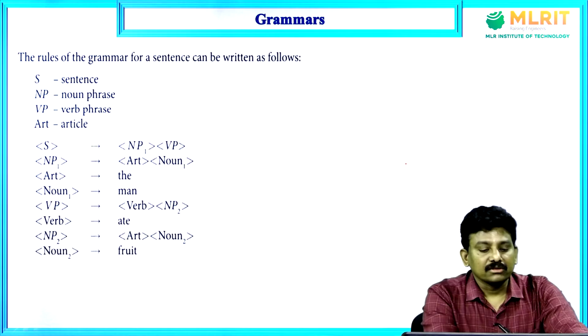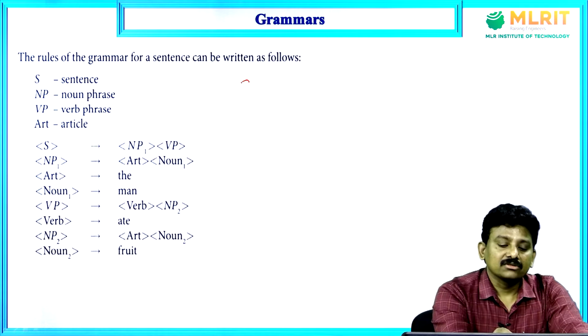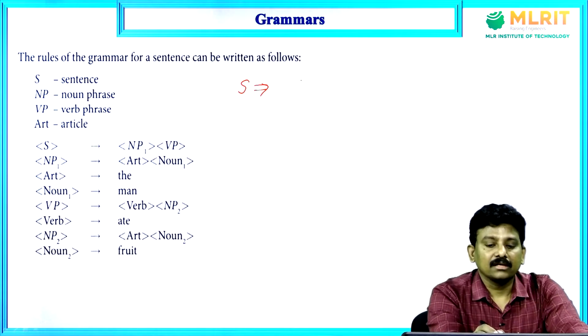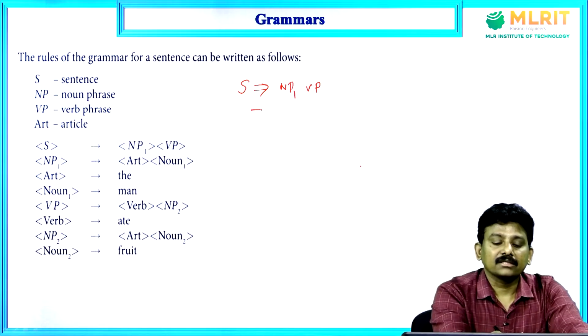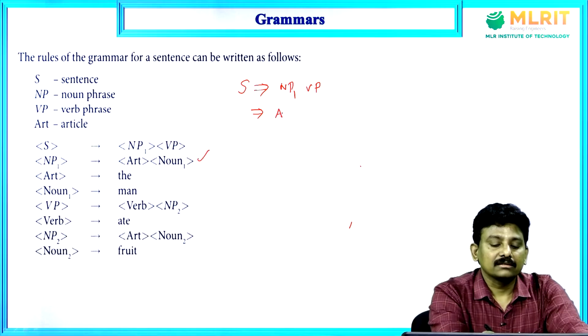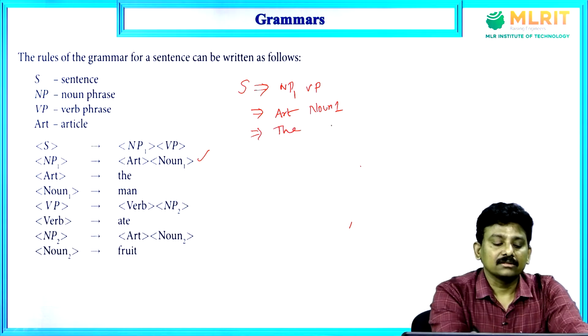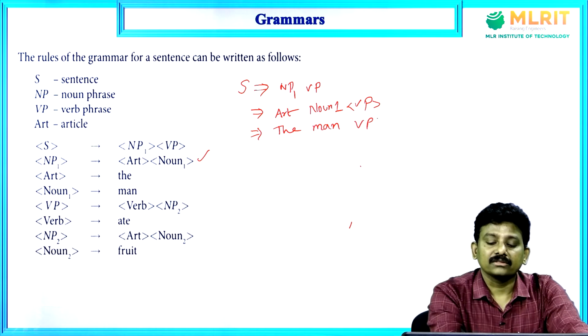See, by using rules of the grammar, we can derive a sentence. How can we derive the sentence? Derivation always starts with the start symbol S. S derives noun phrase 1 and verb phrase. In each and every step, we will replace only one non-terminal, only one syntactic category. Noun phrase 1 derives article and noun 1. Article derives the, noun 1 derives man. In the second step we will keep verb phrase as it is. Noun 1 derives man and verb phrase as it is.